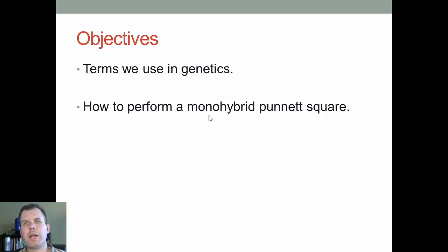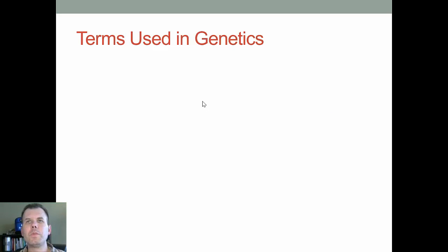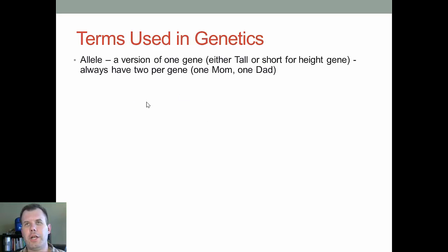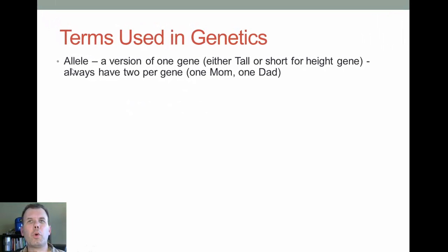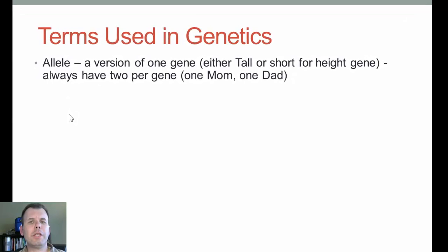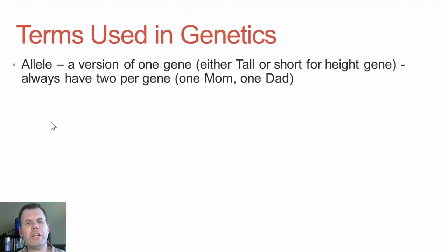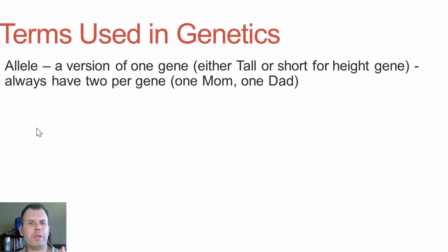All right, so let's see where we're at. What are some of the terms that are used in genetics? Well, probably one of the most important ones is allele. An allele is used or interchanged a lot of times with both the word gene and trait. But it really shouldn't be, because allele is something that's different. Allele is described as a version of a gene.